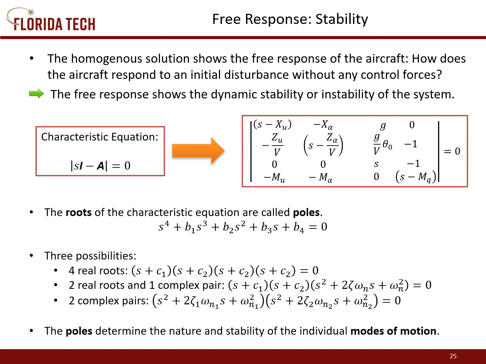Ultimately, we're going to get a fourth order polynomial with these coefficients b1, b2, b3, and b4, and those will be determined by the specific values of these stability derivatives, Xu, Zu, etc., velocity, mu, and all these things. Once we do that determinant, we're going to have actual equations now to tell us what the b1, b2, b3, and b4 are.